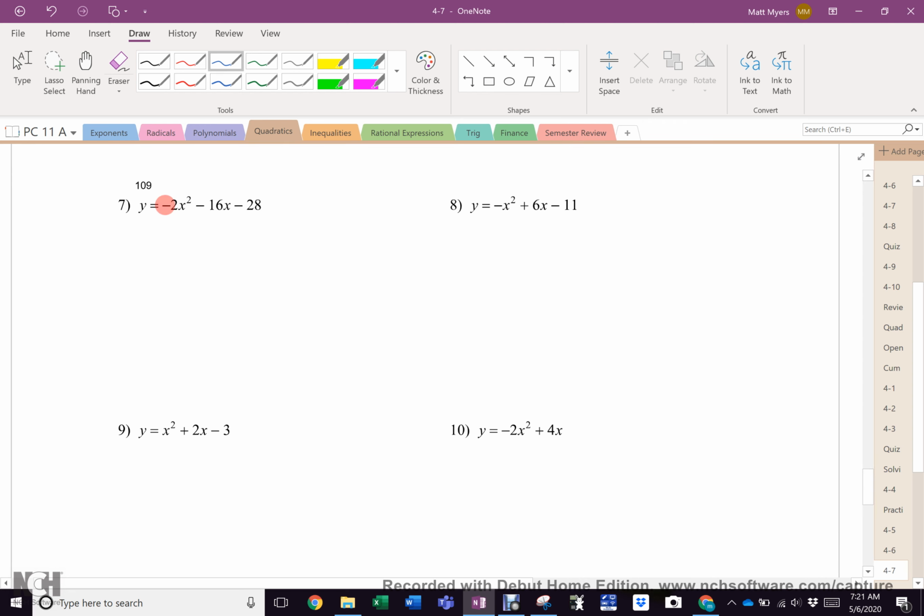109 is tricky because it's got a negative, so we remember that the graph has to go downwards. But other than that, nothing changes. Y plus 28 equals negative 2x squared. Now, this has to become positive 8x, because negative 2 times positive 8 gets me my negative 16. Half of that is 4. 4 squared is 16. So I've really subtracted 32. So y minus 4 equals negative 2 times x plus 4 squared.